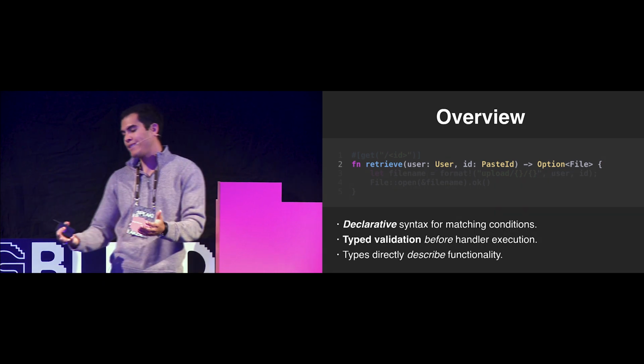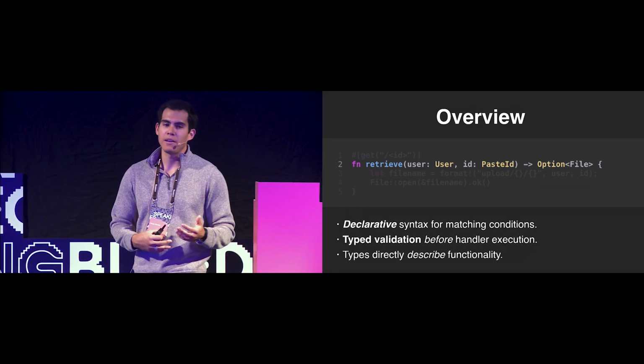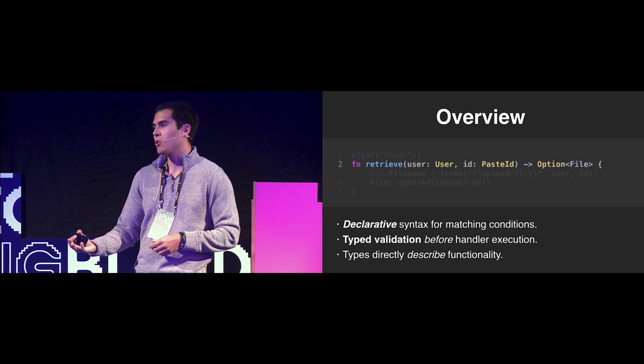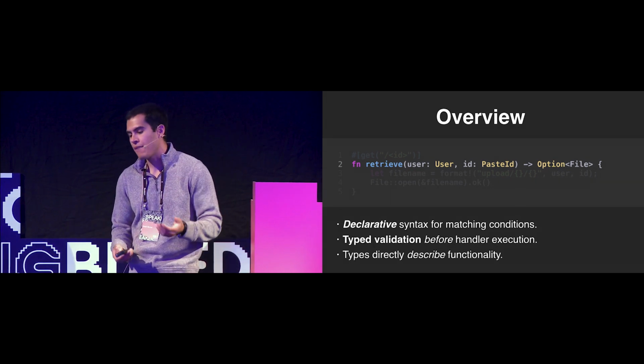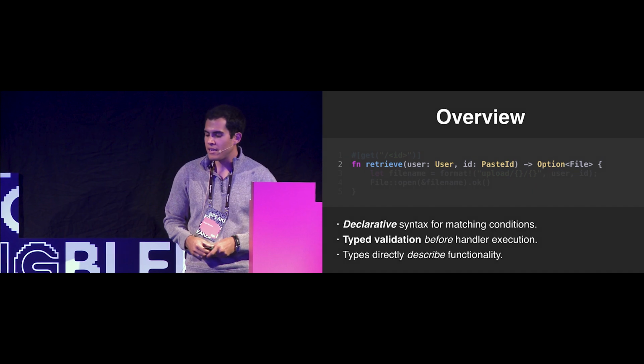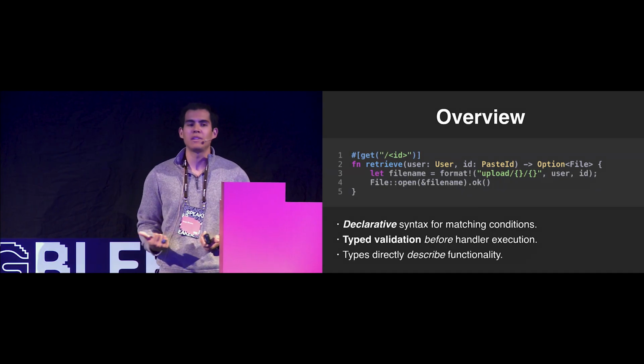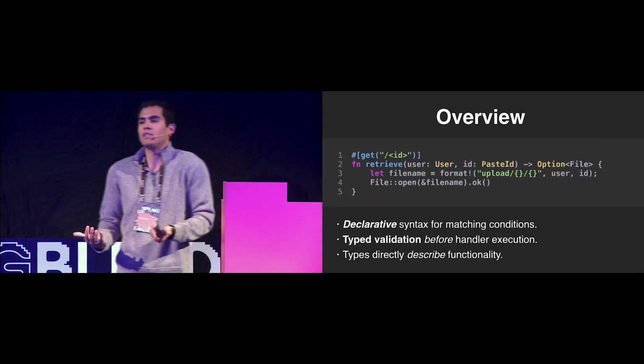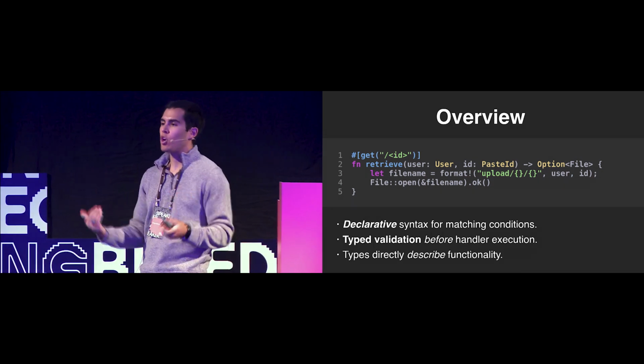In this case, this is like a paste bin example. So you're retrieving a paste bin for some user, and you're going to return maybe a file if the file was there, and maybe not if the file wasn't there. But the neat thing is here, you write only the code that is going to sort of act on the good stuff. Everything is validated before the code runs.